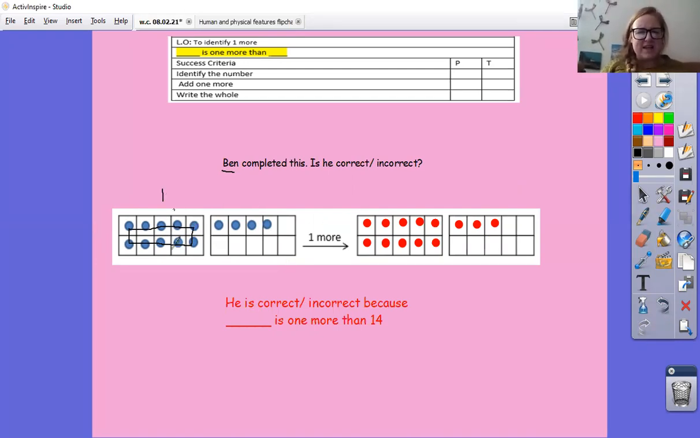Okay. What are these then? If that's my tens, what are these? These are my ones. How many ones do I have? I have 1, 2, 3, 4 ones. Okay. So 1 ten and 4 ones.